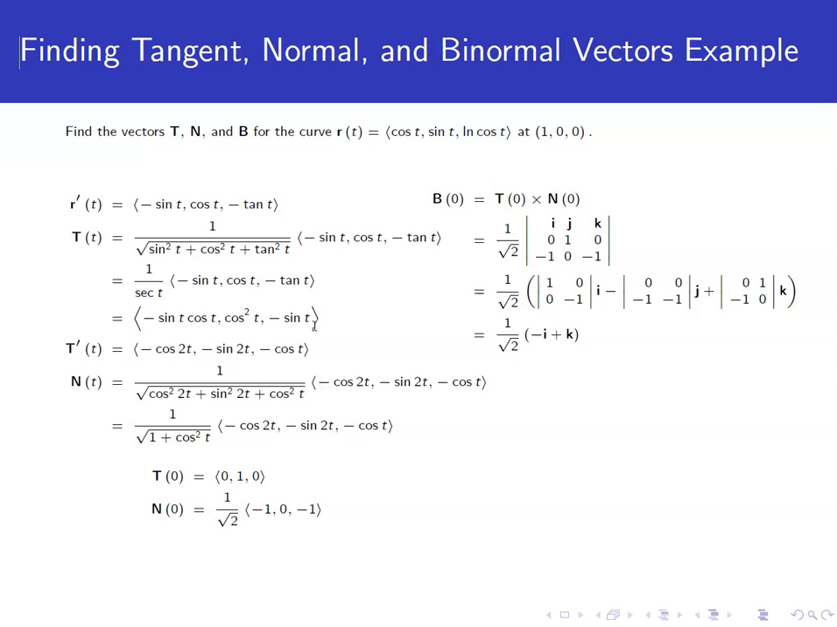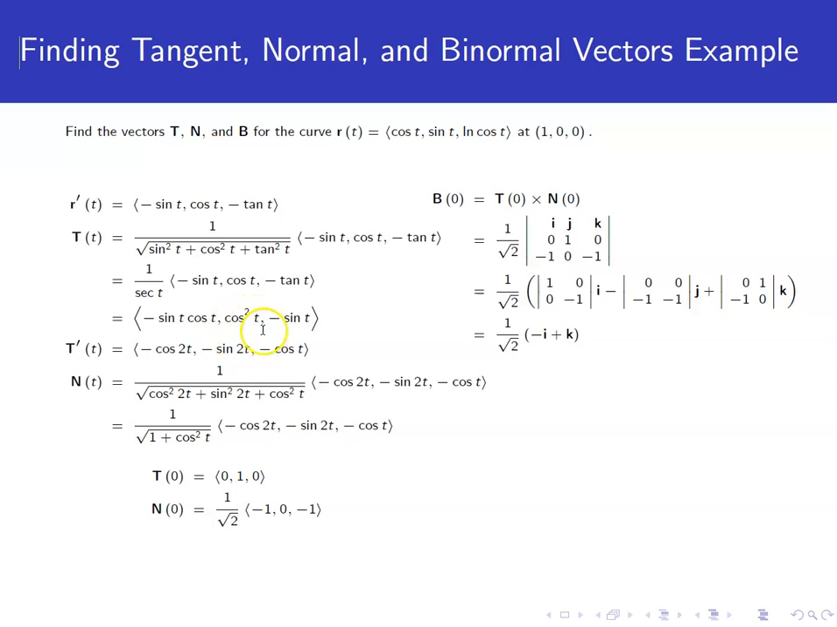Now we need to differentiate that in order to be able to get the unit normal vector. Well, the first thing we notice here is that sine t cosine t can be written as 1/2 sine 2t. So the derivative of that will be just a cosine 2t. So that's where the negative cosine 2t comes from.